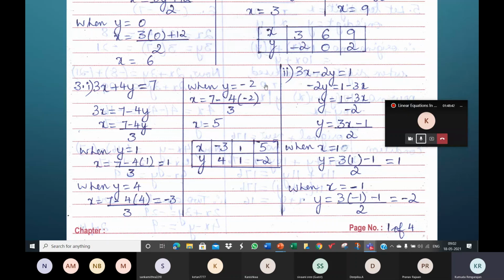Now here, after 4, what can you take, children? When y is 4, we get something. Then after 4, what can you take? 7, ma'am. 7, because 4 plus 3 is 7. This y value 4 plus 3 is 7. Use 7 here. 4 into 7, 28. 7 minus 28 is minus 21. Minus 21 by 3 is minus 7. Every number will work like that.